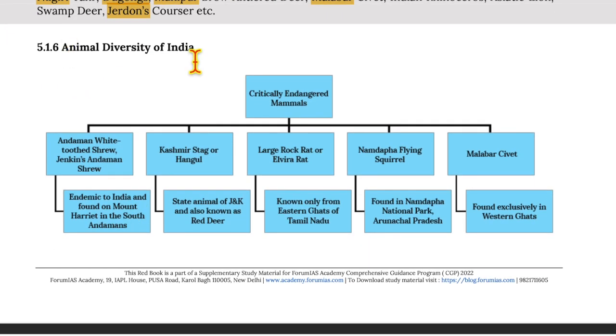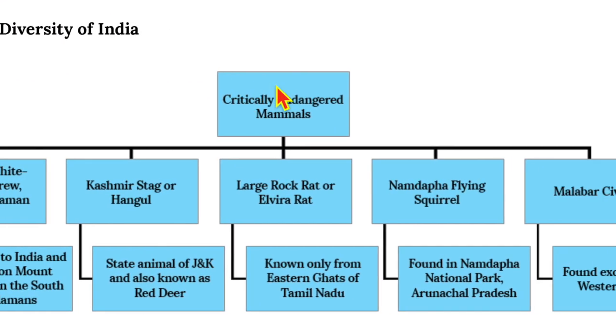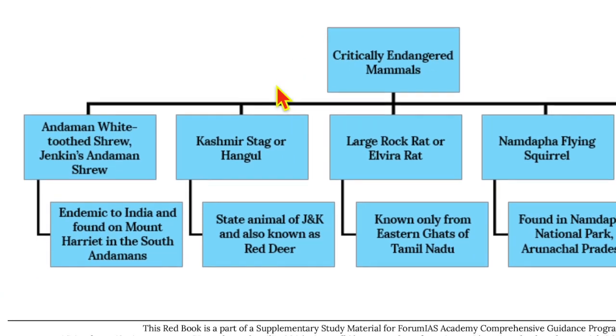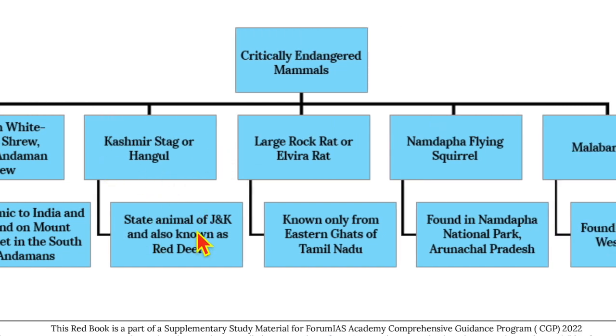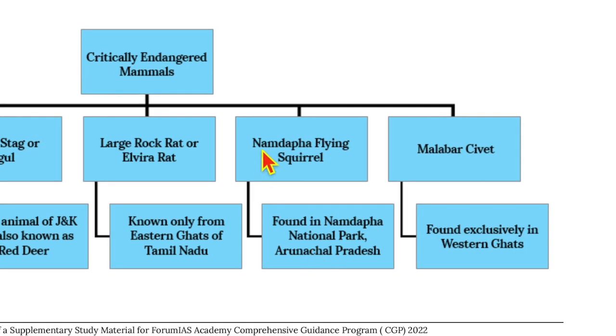Now, moving on to the animal diversity of India, the critically endangered species, endangered mammals would include Andaman white-toothed shrew, Jenkin's Andaman shrew, endemic to India. Now, these Andaman shrews are endemic to India and found in Mount Harriet in the South Andaman. Kashmir stag or hangul, state animal of Jammu and Kashmir, and also known as red deer. Large rock rats or LVR rats, known only from Eastern Ghats of Tamil Nadu. Now, Namdapha flying squirrels found in Namdapha National Park, Arunachal Pradesh. Malabar civet found exclusively in Western Ghats.